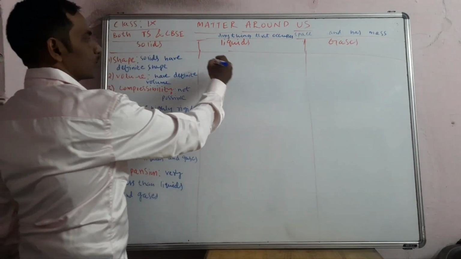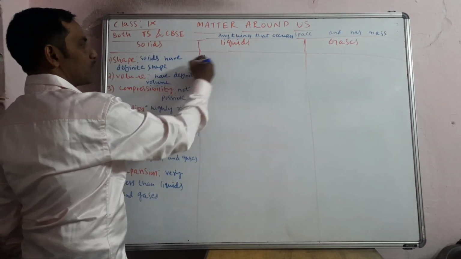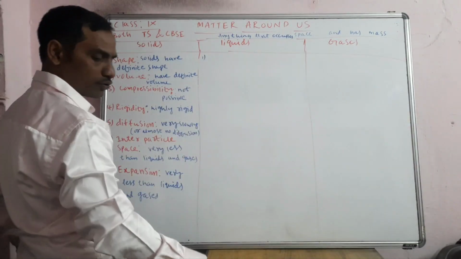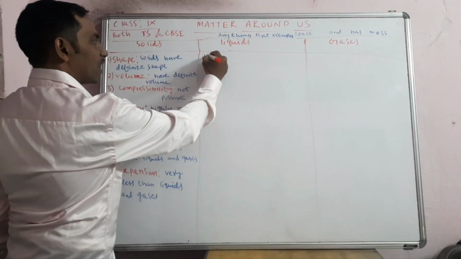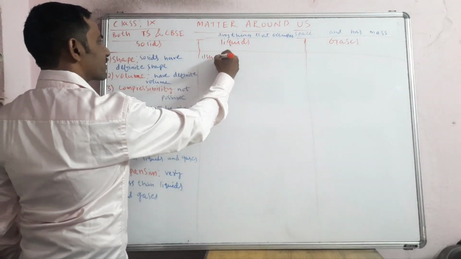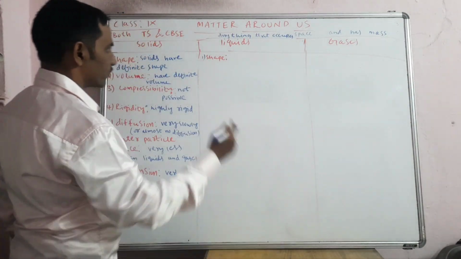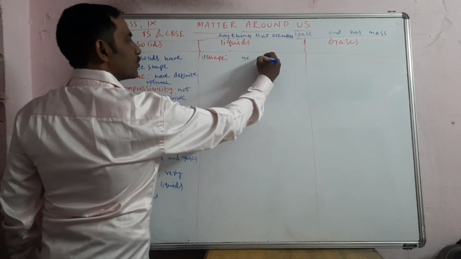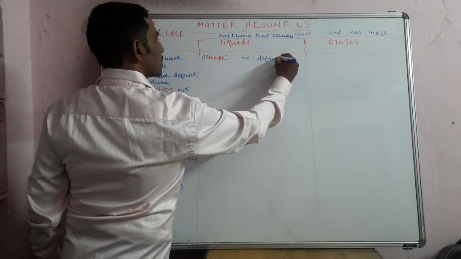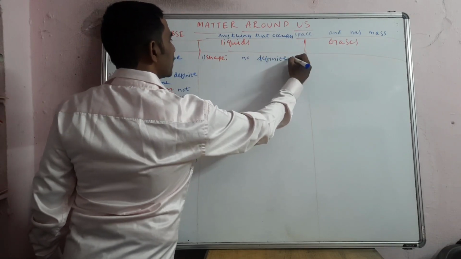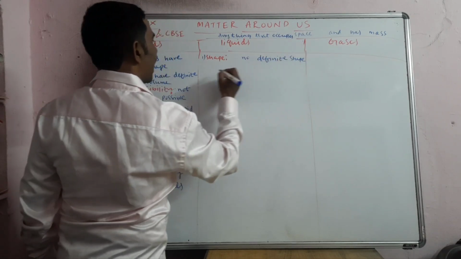So what will happen? Here, first, see what I will do. I don't write shape and volume again. Simply you have to remember this. The first point is about shape. Anyhow, in exams you can write: no definite shape. Now, the second point: has definite volume.